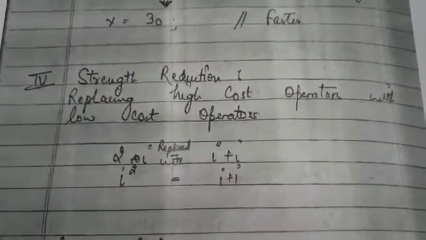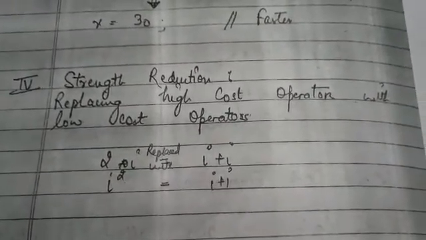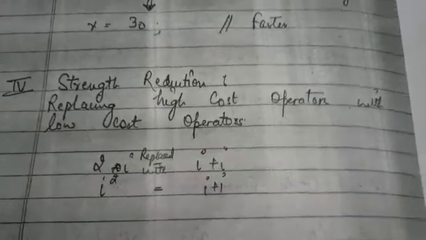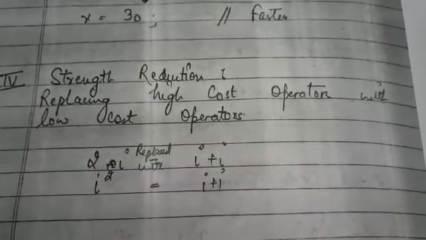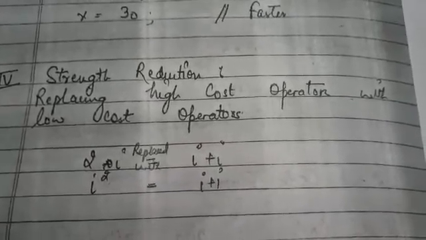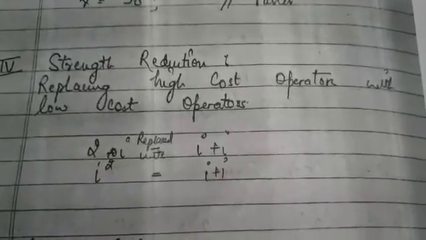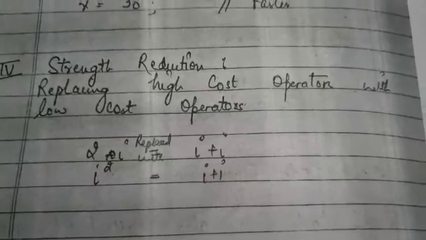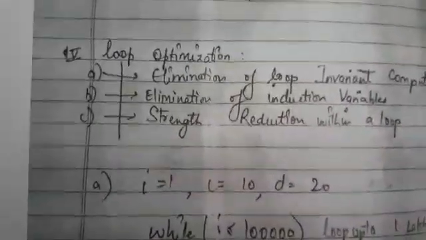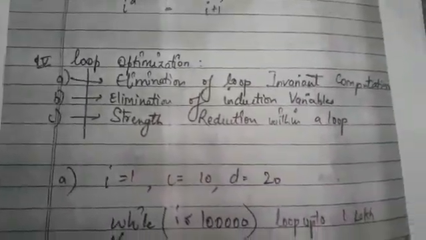Now the next method is strength reduction. Strength reduction is replacing high cost operators with low cost operators. Like we have 2 cross y that can be replaced with y plus y. Similarly we have I square that can be replaced again with I plus I, right? Next is loop optimization.